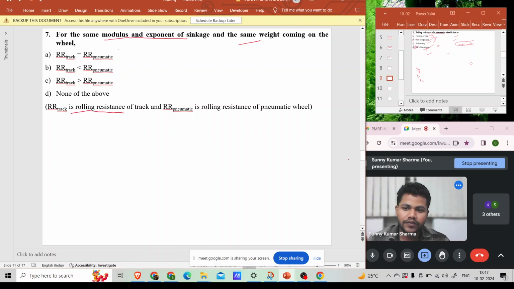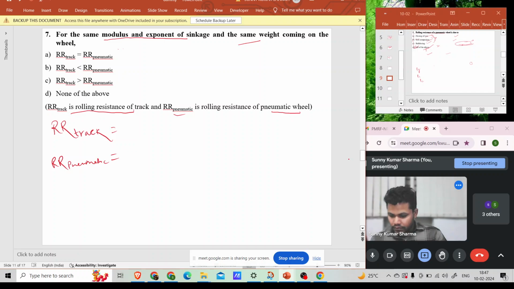RR track is the rolling resistance of the track. RR pneumatic is the rolling resistance of the pneumatic wheel. Net inflation pressure at carcass and the ground pressure. If you want to go numerical, then it will become more complex.